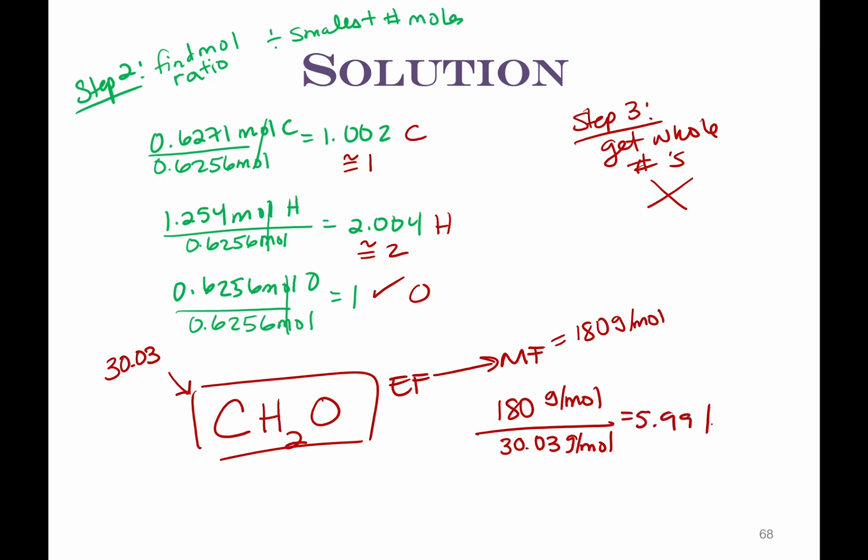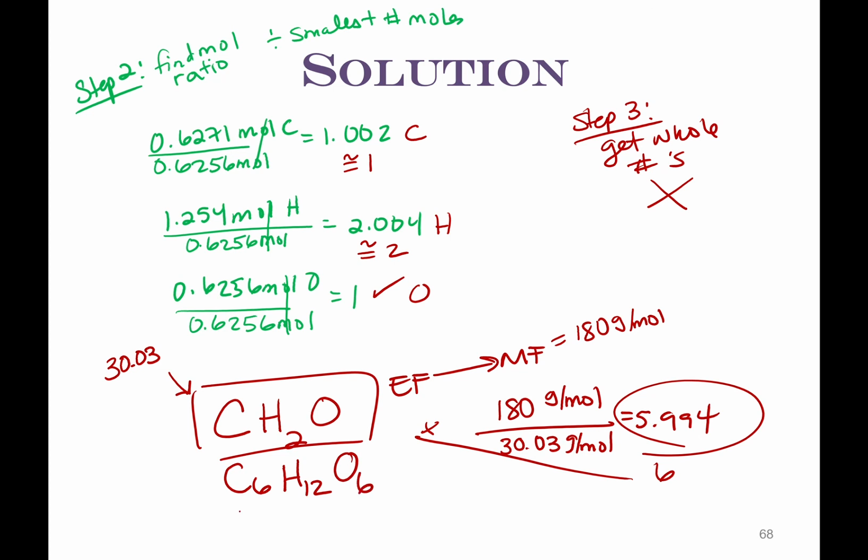5.994. Now this number should always be roundable. If you don't get a roundable number here or something looks like less than 1, you probably did something wrong. So try to go back and make sure you didn't make a typo. We're going to multiply everything in here by 6. C1 times 6 is C6, 2 times 6 is H12, and O1 times 6 is O6, or glucose.